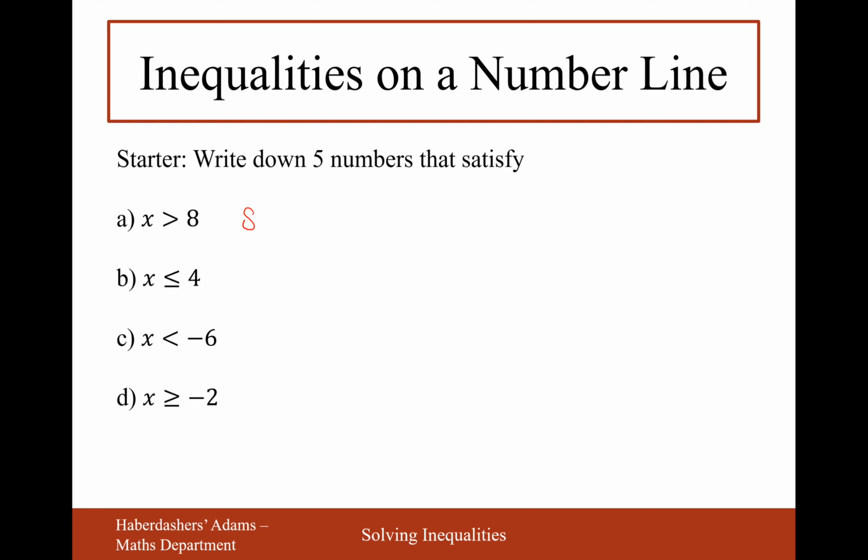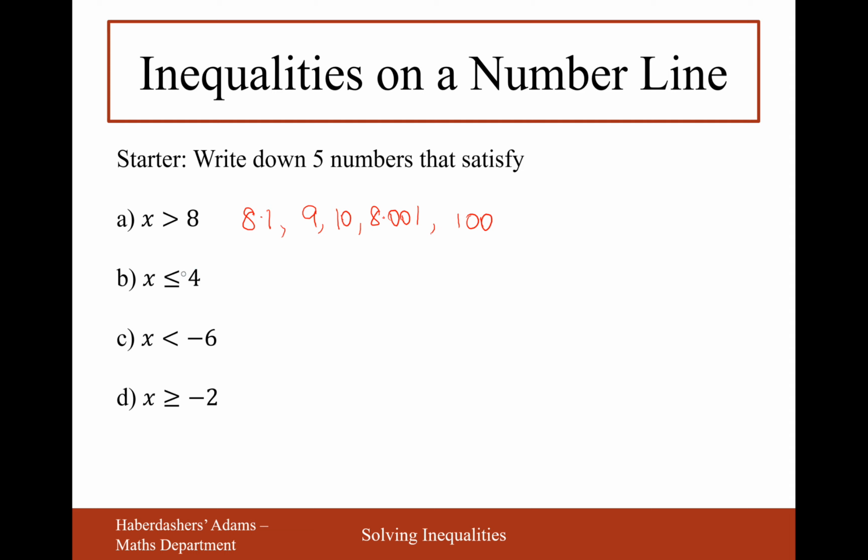So for example, 8.1 would be a value that's bigger than 8, 9, 10, 8.001 might be an answer to this question, but 8 is not an answer to this question. I'll go through when 8 would be an answer to this question later on, and 100 could be an answer for x. So any of these numbers here could be an answer for x.